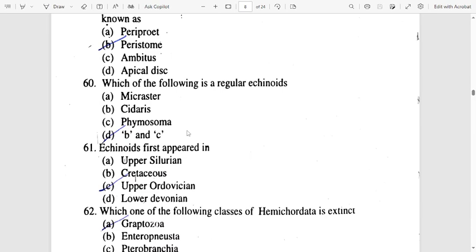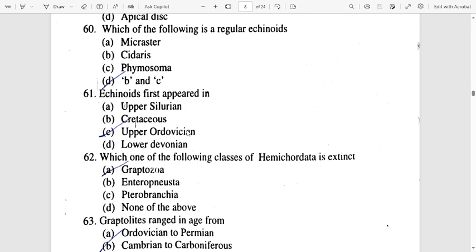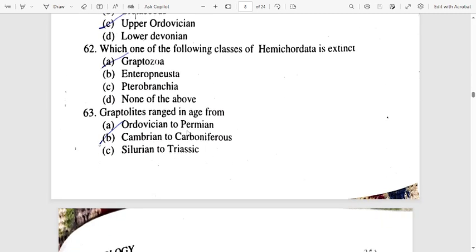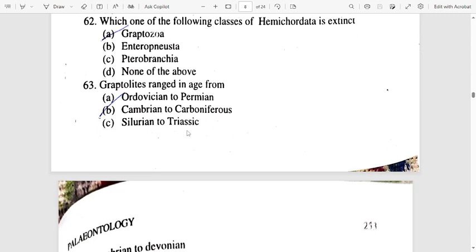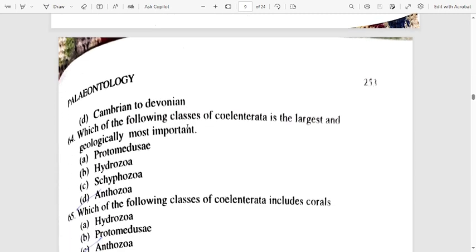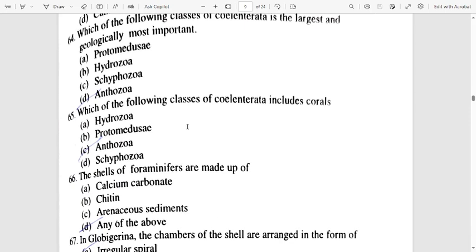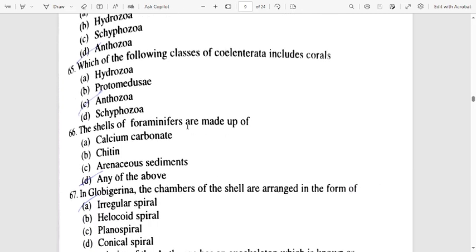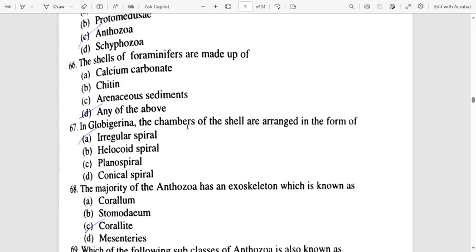Echinoids first appeared in Upper Ordovician. Which one of the following classes of Hemichordata is extinct? Cryptozoa. Cryptolites ranged in age from Cambrian to Carboniferous. Which of the following classes of Coelenterata is the largest and geologically most important? Anthozoa. Which of the following classes of Coelenterata includes corals? Anthozoa. The shells of foraminifers are made up of any one of the above: calcium carbonate, chitin, arenaceous sediments.